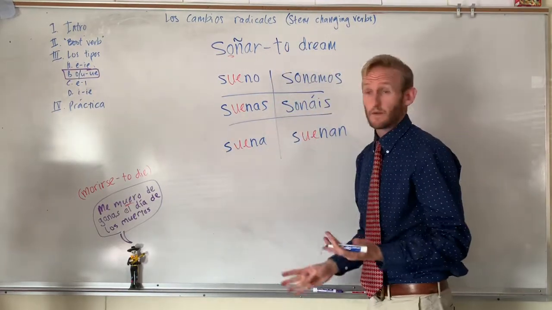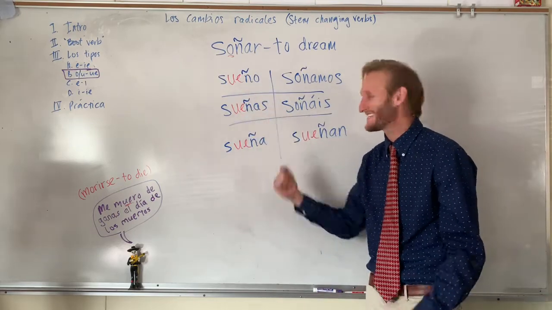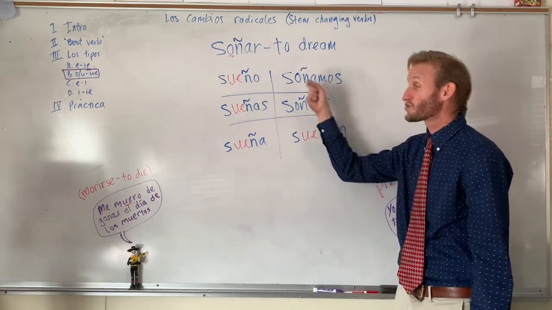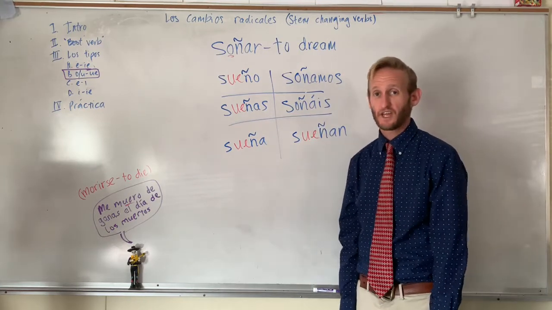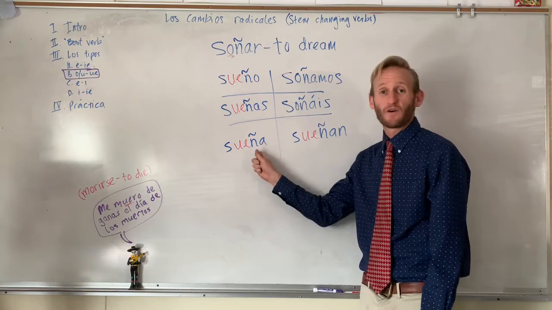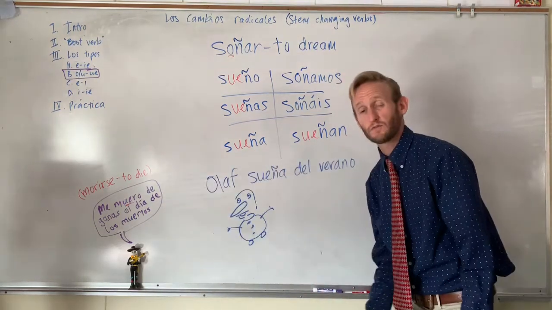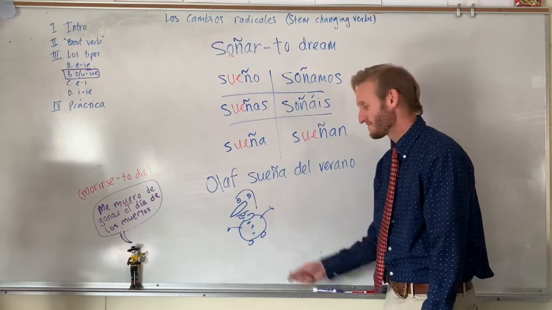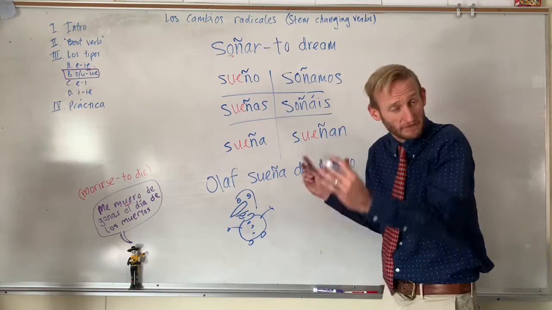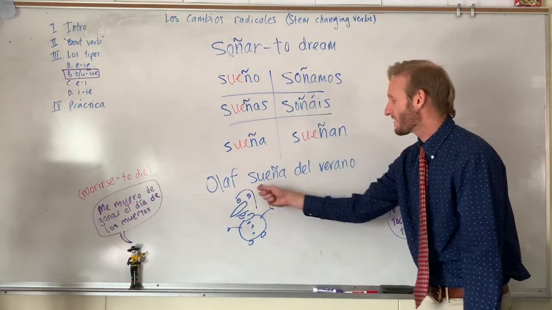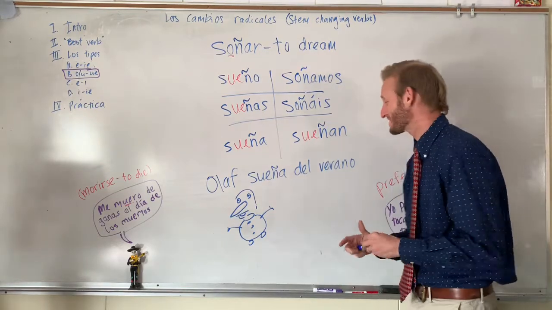And here, all we have to do is add the tilde: sueño, sueñas, sueña, soñamos, soñáis, sueñan, right? For example, Olaf sueña del verano. It's a horrible dibujo of Olaf, but my daughter is obsessed with him right now. So it's the first thing I thought about. Olaf sueña del verano. Olaf dreams of summer.